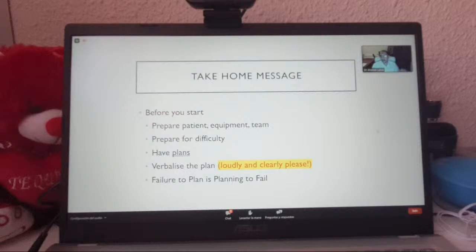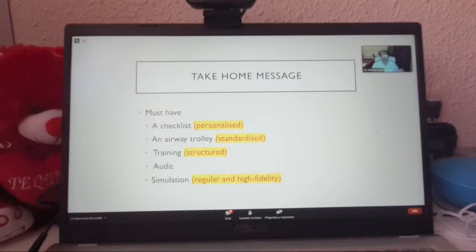Before you start, prepare your patient, prepare your equipment, team, and be ready for difficulty. You will have some sort of difficulty and have plans, not a plan. Vocalize, verbalize your plan loudly and clearly. And if you fail to plan, you are planning to fail. You must have a checklist that's personalized for the patient. So there is a generic checklist, and for this particular lady or gentleman, there is an extra bit in the checklist that's peculiar for this.